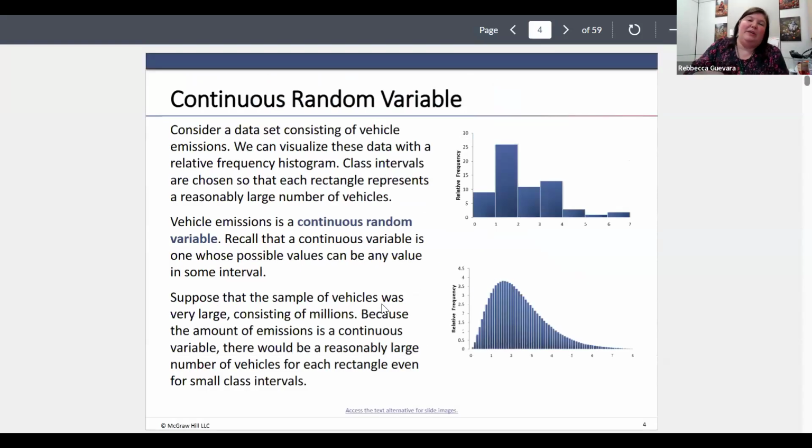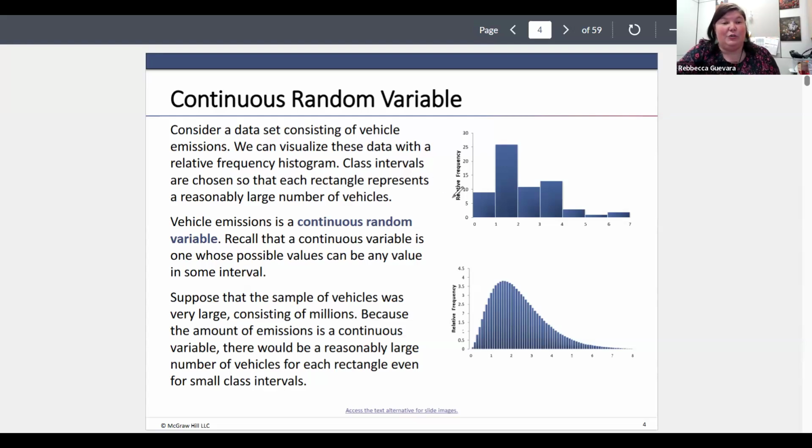This is going to be for a continuous random variable, which is mostly the emphasis of chapter 7, is what we do when we have a continuous random variable. If you consider that vehicle emissions data that we've used several times throughout the class, we got this histogram like we have here that's really kind of bumpy. It's really kind of discrete. We can visualize these data with relative frequency histograms, which we see here.